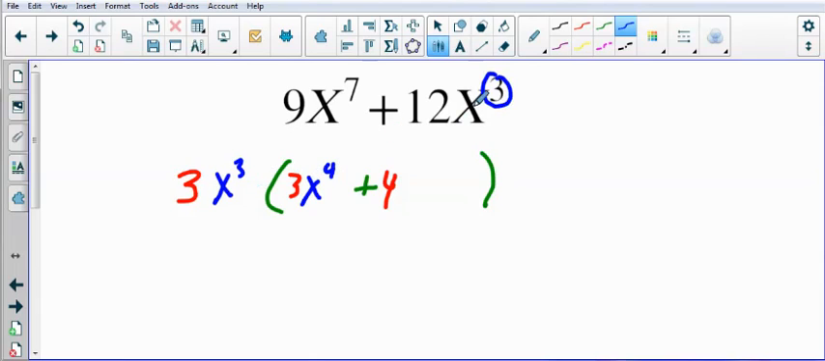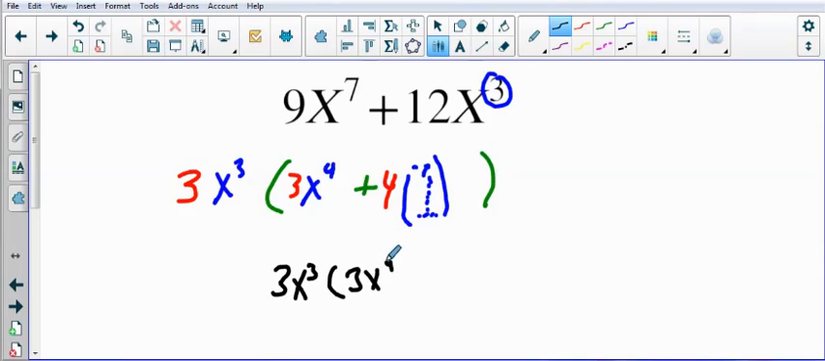Now, x to the third times what is x to the third? Well, it's just 1. So if it's just 1, then you know 4 times 1. I'll go ahead and make it invisible here. Pretend that's an invisible 1, right? Well, 4 times 1 is just going to be 4. So the answer turns out to be just a simple 3x to the third times 3x to the fourth, plus 4. Let's check it.